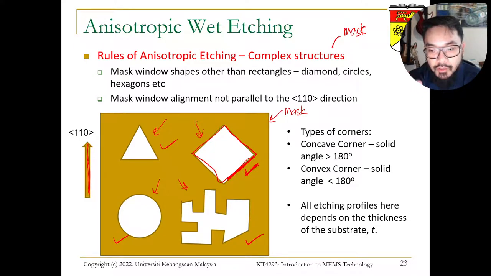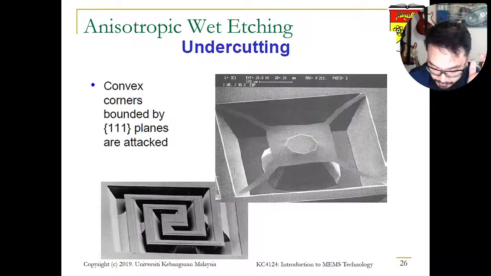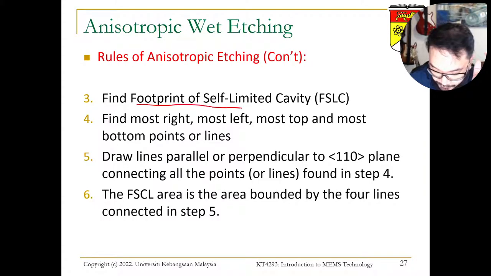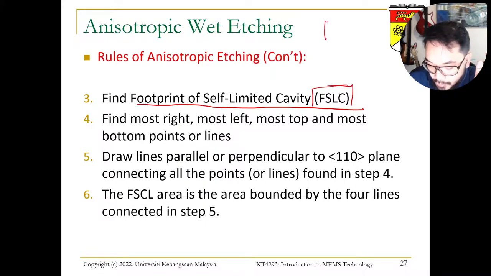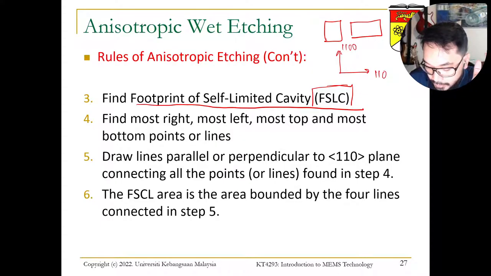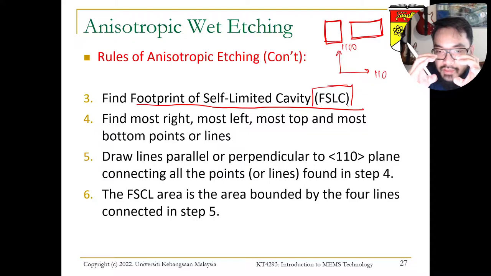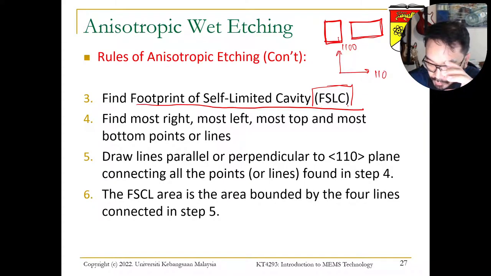So another profile that we need to be concerned with is what we call the footprint of etching. The name here is the footprint of self-limited cavity. So we need to find out what is the footprint of self-limited cavity. If the square or rectangle is aligned with the 110 plane, then we know that the FSLC is either a square or a rectangle with the shape and size the same as the window. But once there's a misalignment between the side of the window and the 110 plane, the FSLC will no longer follow the shape of the window. It will be something else.